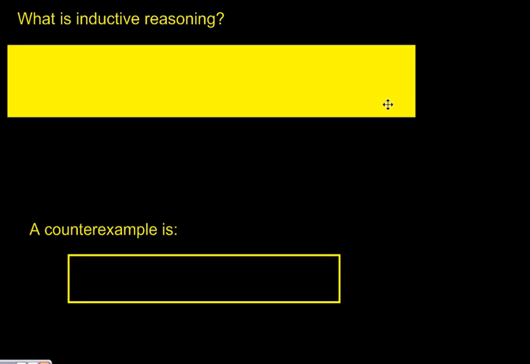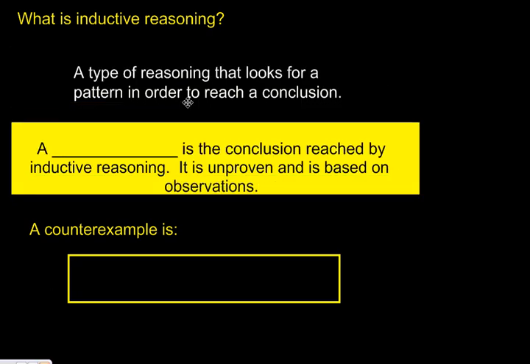So I said that we were doing inductive reasoning, but what is inductive reasoning based on what we just did? Well, it's a type of reasoning that looks for a pattern in order to reach a conclusion. On the previous page, we looked at what was going on with each of those numbers and then figured out what should come next. And we call that conclusion a conjecture. So a conjecture is the conclusion reached by inductive reasoning. It's unproven, and it's based on observations.